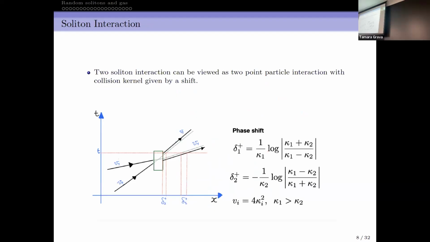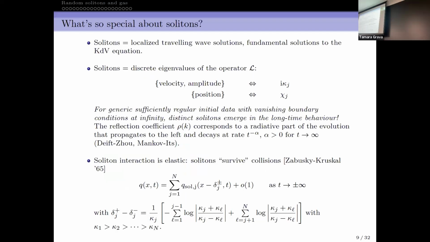So the idea is to interpret solitons as point particles. We have particles with constant velocity that interact, and after the interaction, the only effect is a phase shift. The faster particle is going to be shifted, so that at a certain time t, instead of being along the green line, it is on the black line, and the phase shift is delta 1. The slower particle is shifted the other way, so its phase shift is negative, and it goes a little bit backwards. This is a general fact.